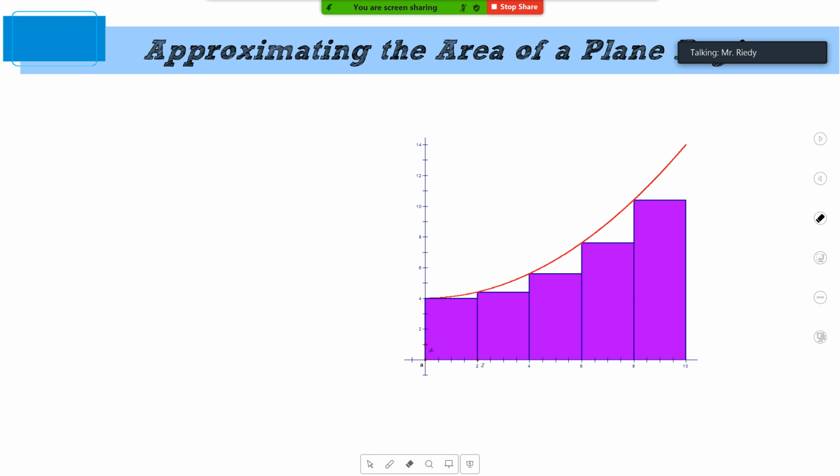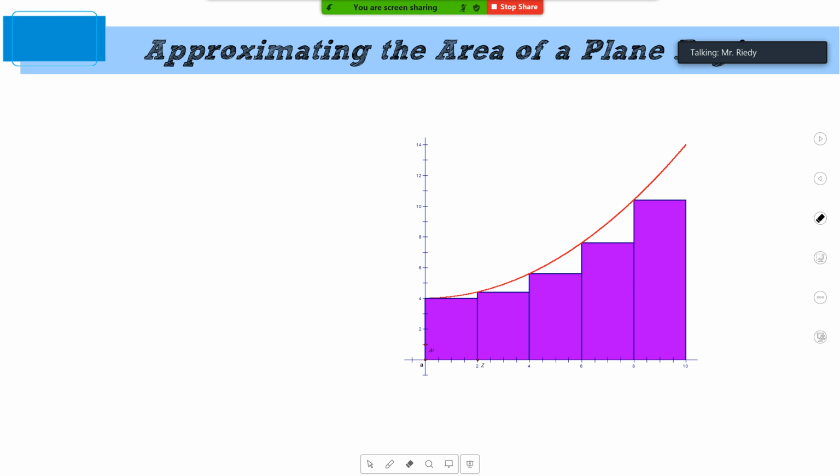And to start with, I'm going to make my life easy. I'm going to make all the rectangles the same width. Okay? So, 5 rectangles going from 0 to 10 makes each rectangle how wide? 2 units. Good. Okay? Can we generalize that?